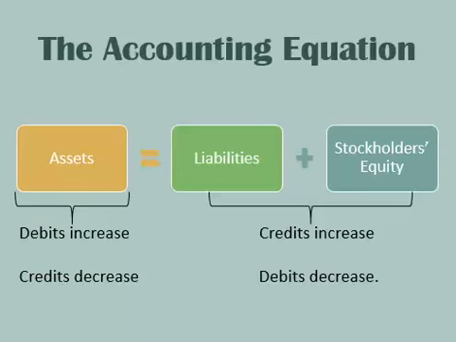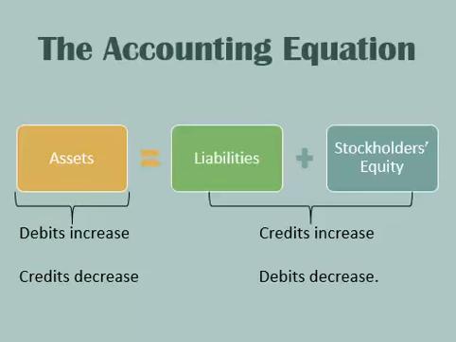Now, one thing that is very important to understand is that debits don't always increase and credits don't always decrease an account. It depends upon whether the account is on the left or right side of the accounting equation. On the left side of the accounting equation, debits increase the accounts and credits decrease the accounts. But on the right side of the accounting equation, the opposite is true. Debits decrease liability and equity accounts, and credits increase them.